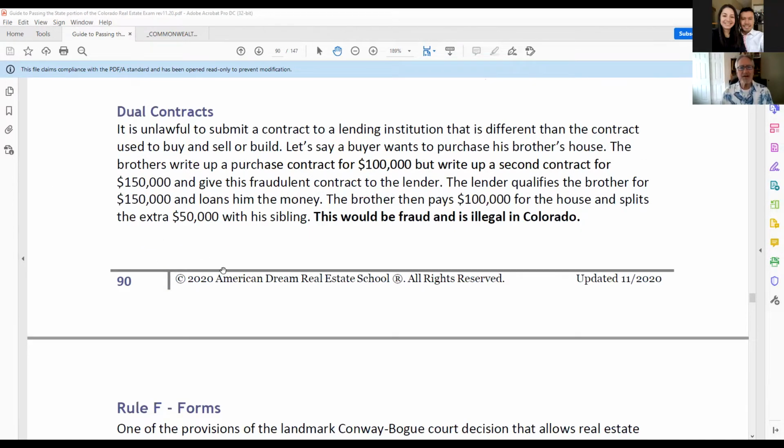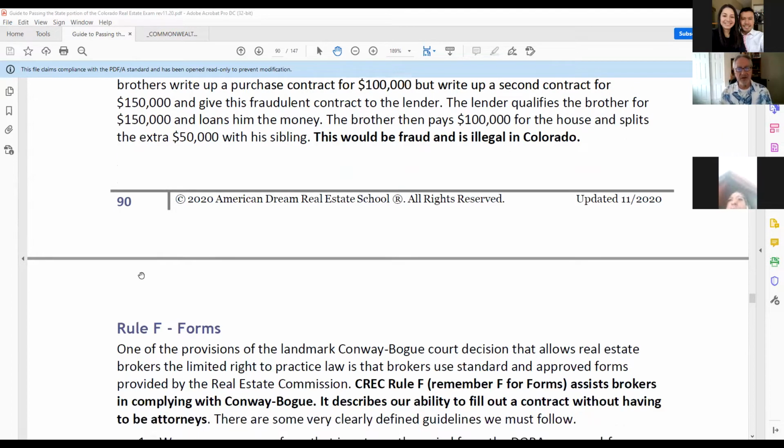Dual contracts: it's unlawful to submit a contract to a lending institution that's different than the one used to buy and sell or build. So this is fraud, illegal in Colorado. We're not showing the bank the true nature of what the purchase is by showing a false form, a false purchase agreement, to try to get more money out of it. That kind of stuff was actually going on during the recessionary period.